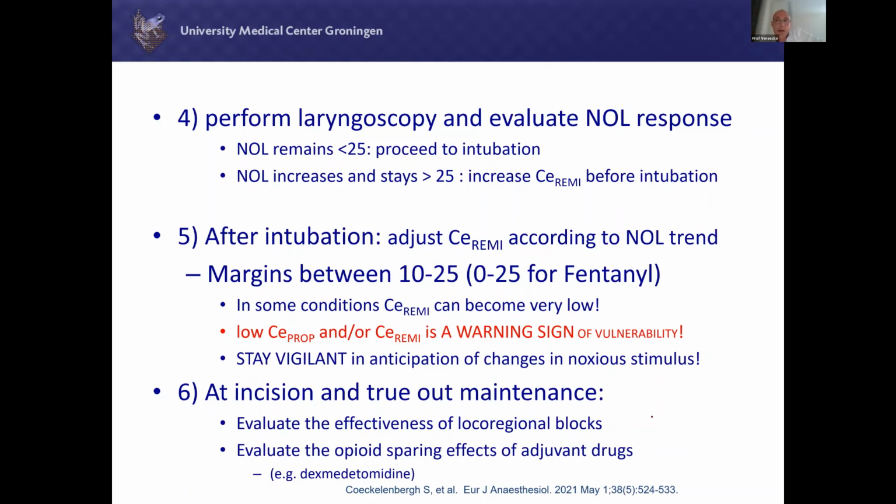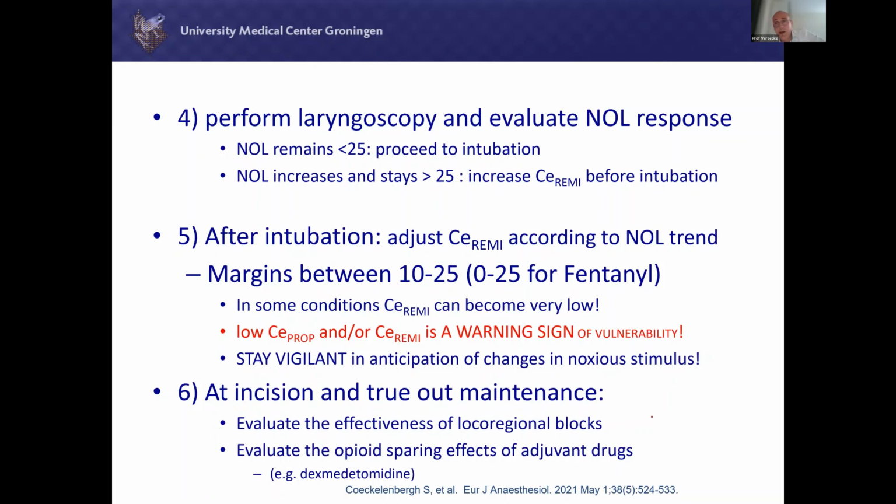And then after my intubation, again, depending on the response of the NOL, I will start fluctuating my remifentanil to keep a fluctuating signal on the NOL between 10 and 25. If you have used a bolus of fentanyl, you can't decrease your fentanyl very easily. So then often you see low values on the NOL, but that's compatible with the pharmacokinetics of your fentanyl.